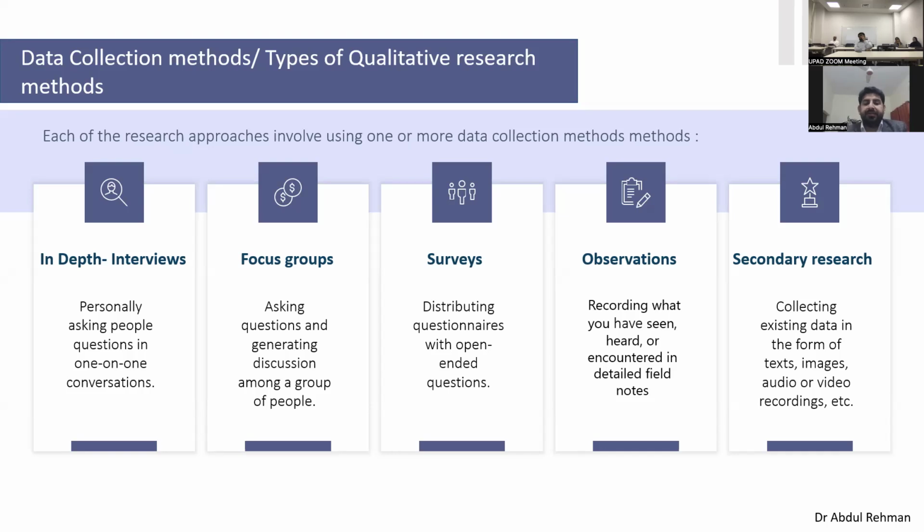Third is surveys, which would again use open-ended questionnaires. Observation is that we will simply observe what is happening in a natural setting. Secondary research is collecting existing data in the form of text, images, audio, or recordings or something else.